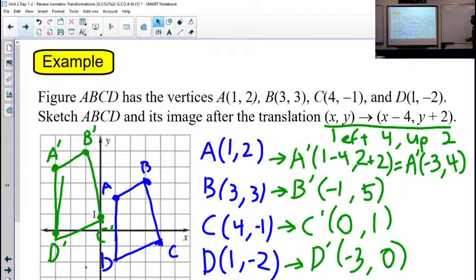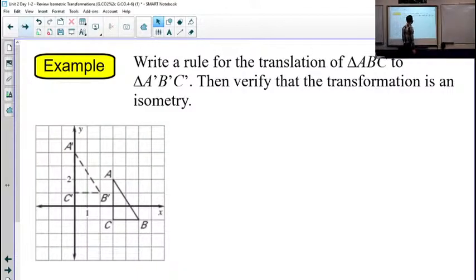All right, one more with translations then. This time, I'm giving you the translation, and I'm asking you to write the rule. So last time I gave you the rule and asked you to actually do it. This time I've done it and asked what's the rule.